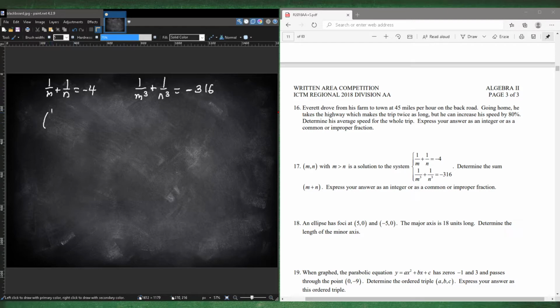So let's write 1 over m cubed plus 1 over n cubed into this form. So we can have 1 over m plus 1 over n, and then to make it cubed, we just need to cube it. So if you expand this out, this will be 1 over m cubed plus 3 over m squared n plus 3 over m n squared plus 1 over n cubed. So we have these two terms, which is basically this. So then we just need to get rid of this term.